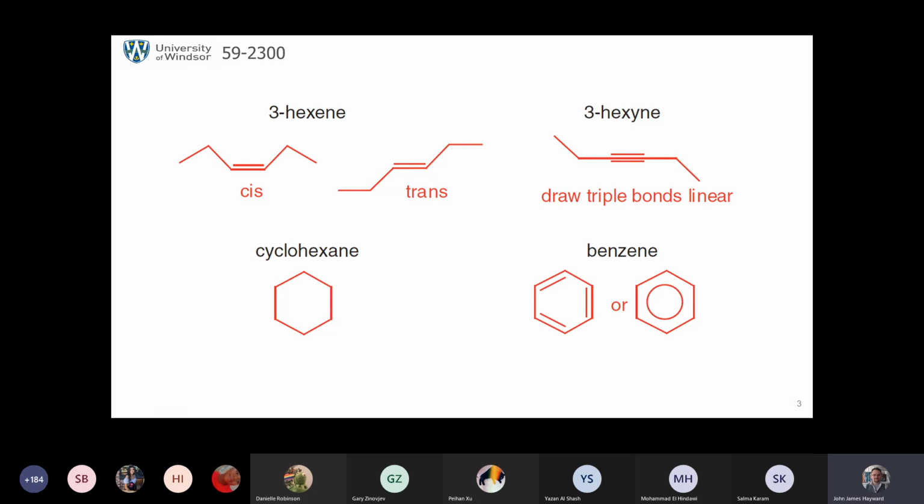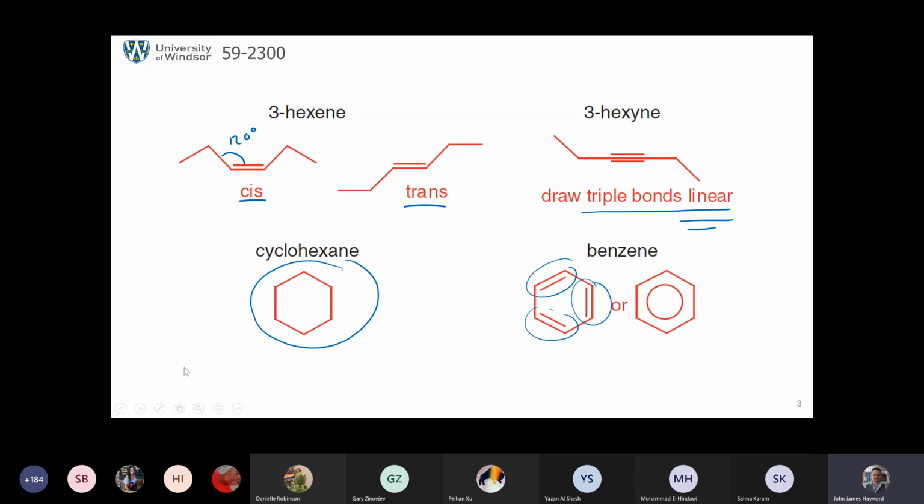So, like I was saying before, you want to show when you've got double bonds that it's really 120 degrees. You've got cis and trans isomers of double bonds. Cis when they're the same, trans when they're opposite. And then when you've got a triple bond, they are linear. When you've got cyclohexane, we normally just draw it as a hexagon. And benzene, we also draw as a hexagon, but with these double bonds in them. And because of resonance, we'll get to that in a minute, we sometimes draw it as a hexagon with a ring in the middle.